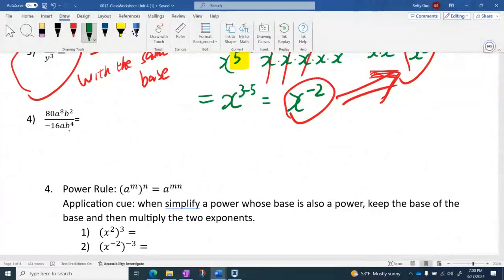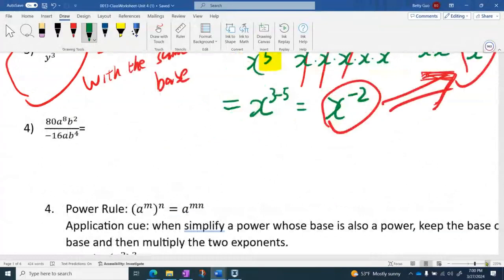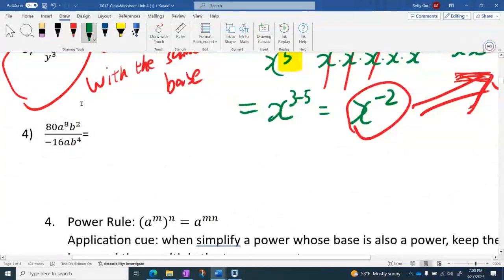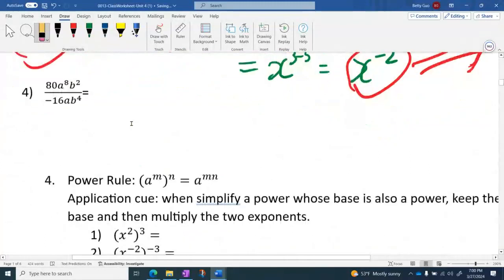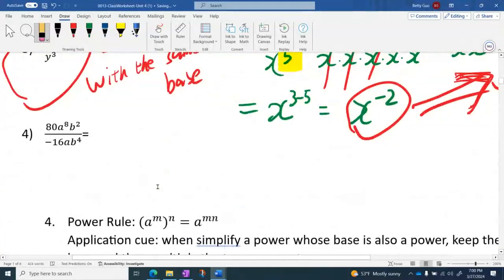We have number 4. It is 80. I can make it bigger. 80. So we are looking at it here, okay? Number 4. We are looking at a quotient. Quotient means a division. This is a fraction bar, numerator, denominator is a division. The numerator has 80 times a to the power of 8, b to the power of 2. The denominator is negative 16, a, b to the fourth. I'm going to use 2 different methods to show you how we simplify this expression.